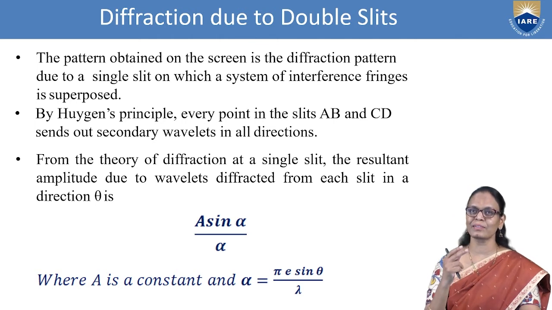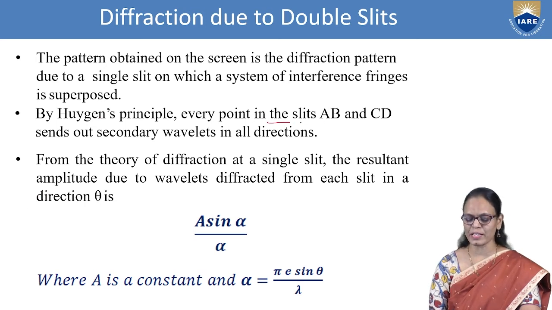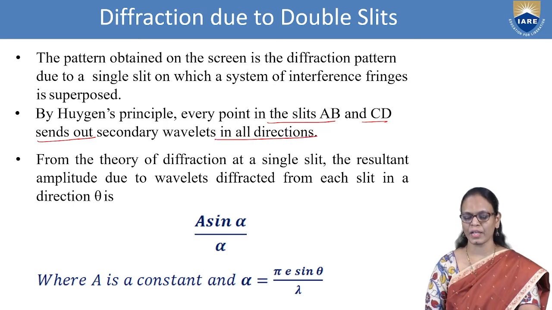If you take the two slits separately, then according to Huygens principle, every point in the slits AB and CD sends out secondary wavelets in all directions. The waves coming from AB and from CD will now superimpose, and then you get a diffraction pattern on the screen.